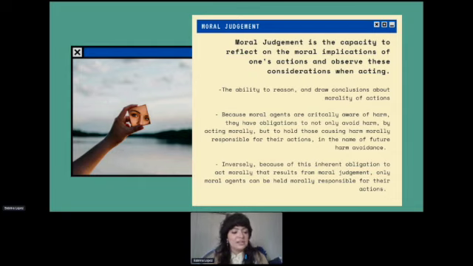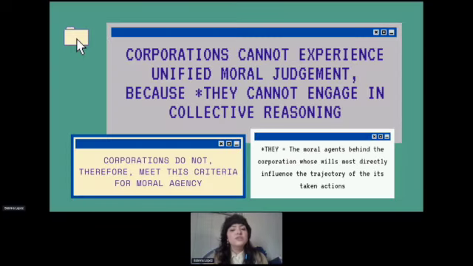As I mentioned on the last slide, moral agents have obligations to avoid present and future harms by holding fellow moral agents accountable. They have these obligations because they can each morally judge. It is also for this reason that only moral agents can be held morally responsible for their actions. In reference to the corporation, it cannot experience unified moral judgment because they cannot engage in collective reasoning. What we mean when we say they is the moral agents behind the corporation, the actors whose wills most directly influence the trajectory of that corporation's taken actions. The corporation's controlling members are the ones who ultimately dictate what the corporate entity does.